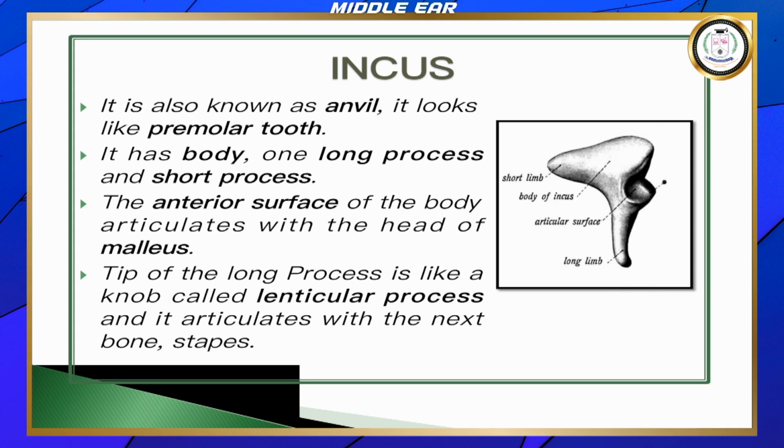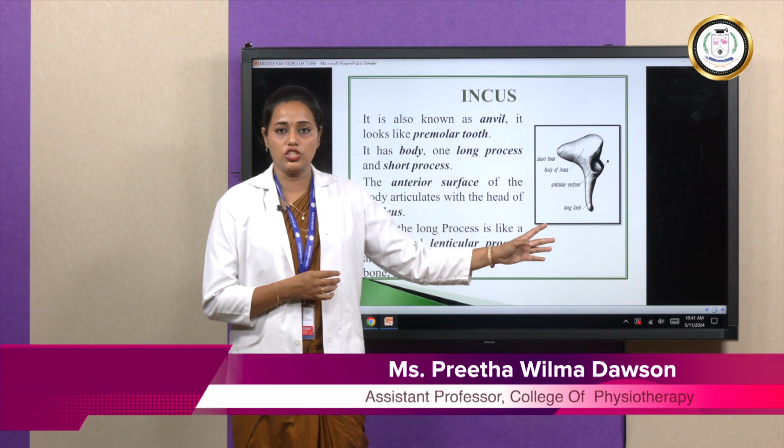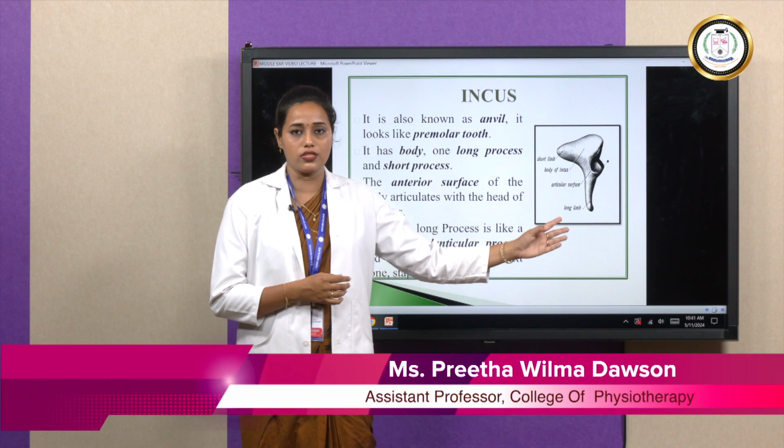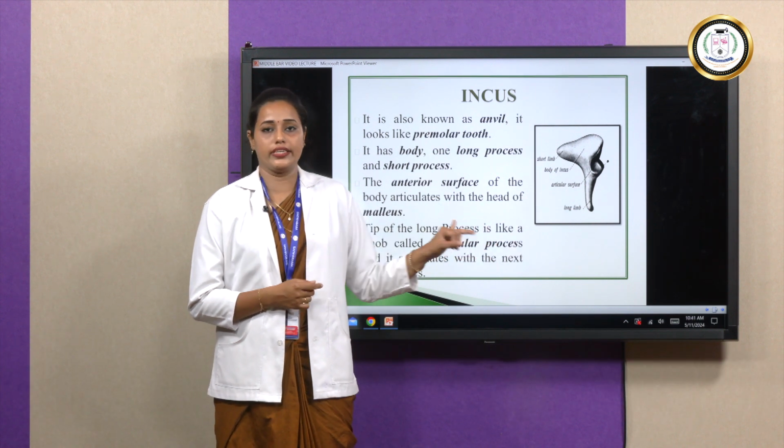Next, we'll discuss about incus. Incus is also known as anvil. It looks very similar to a premolar tooth. It has a body, one long process and one short process. The tip of the long process has a knob-like structure called the lenticular process, and this articulates with the next ossicle, which is called stapes.